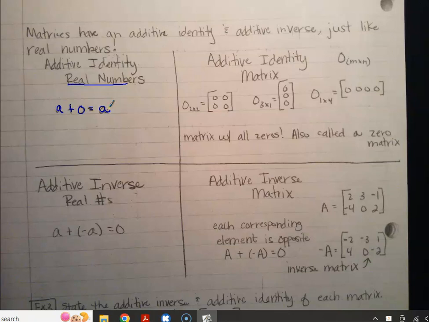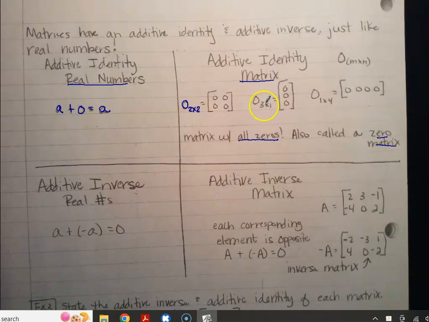Well, okay, that's in real numbers. Well, the additive identity in the matrix is the same thing. It's a matrix with all zeros. Okay, it's also called a zero matrix. So this first one is called a 0, 2 by 2, okay, because that's what size it is. But it's full of zeros.